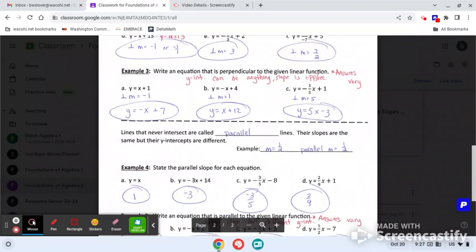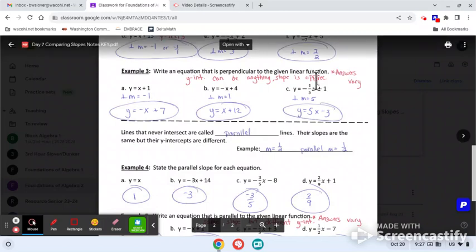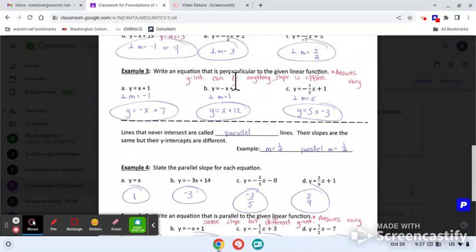Our goal was to get to number 3, where we're writing an equation that is perpendicular to the given linear function. Now I have a note that answers vary. What does matter is that the slope is opposite and reciprocal. Your y-intercept can be almost anything.